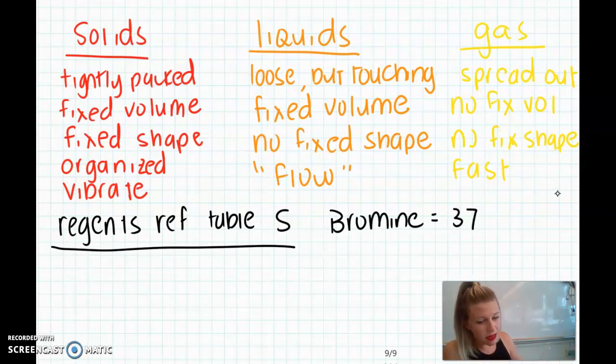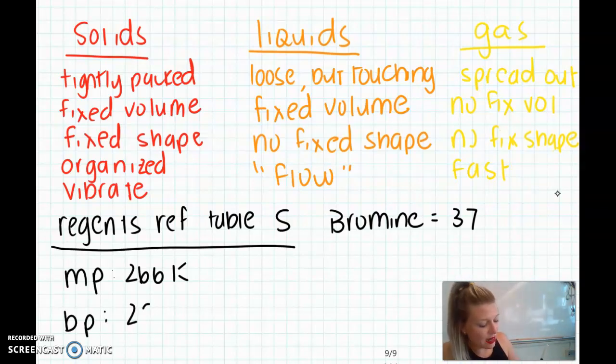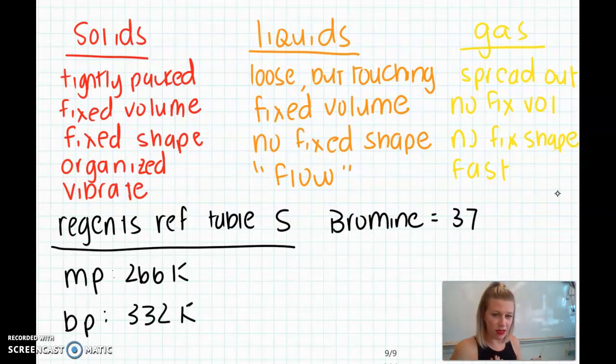Okay? And bromine actually is going to melt at 266 Kelvin, and it's going to boil at, I'm sorry, 332 Kelvin. Okay, and I want to know at 298 Kelvin, what would happen to that bromine? What phase would that be in?